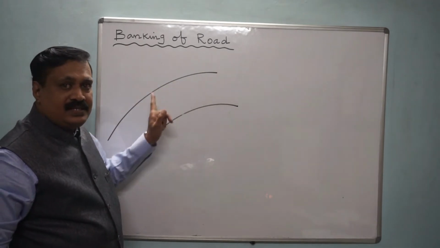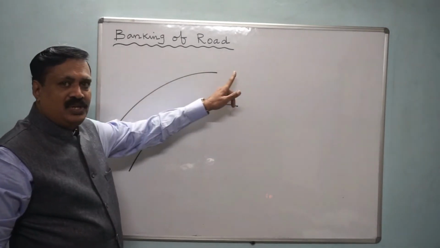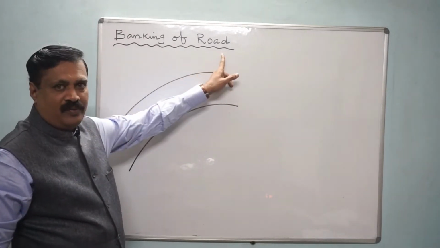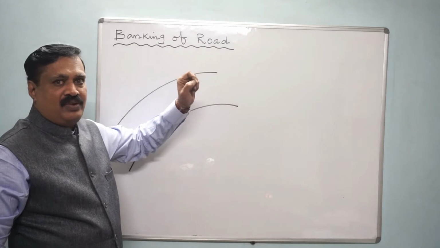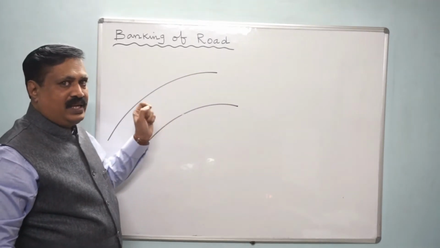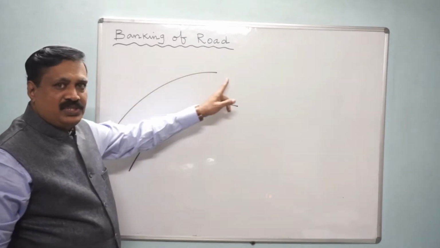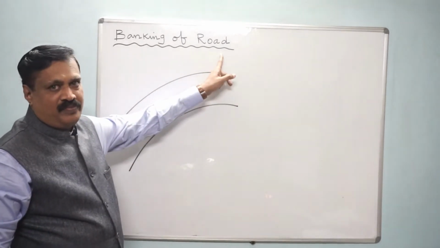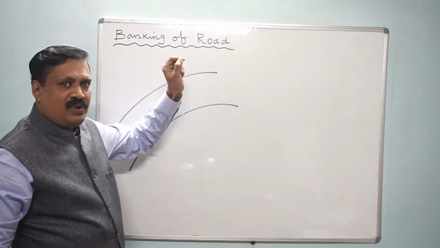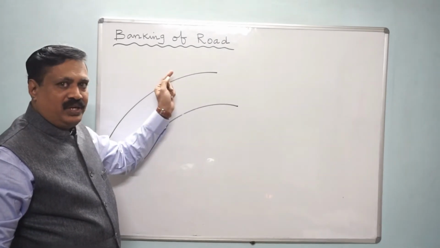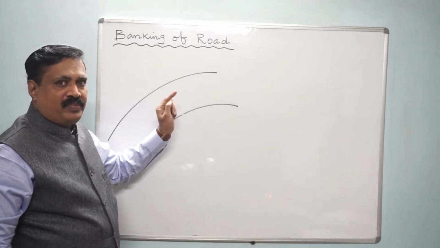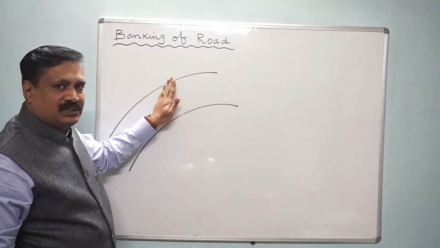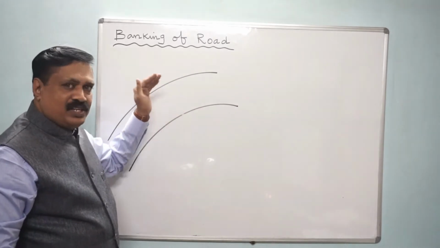Raising the outer edge of a curved road is called banking of the road. So I can define it: the phenomenon of raising the outer edge of a curved road is called banking of road. Now, what is the use of it? By raising the outer edge, it will provide the centripetal force. The vehicle will bend towards the inward side.